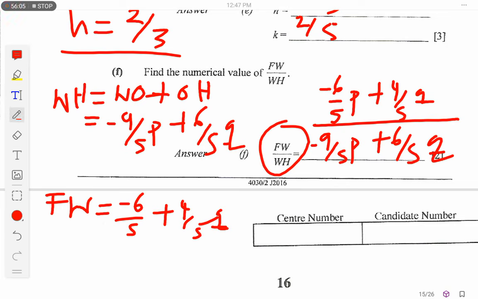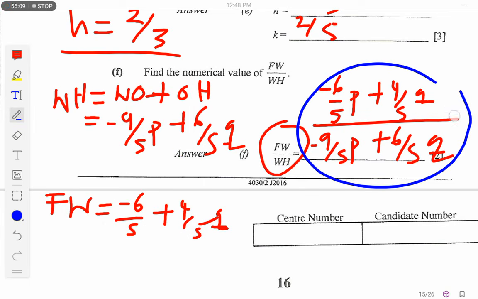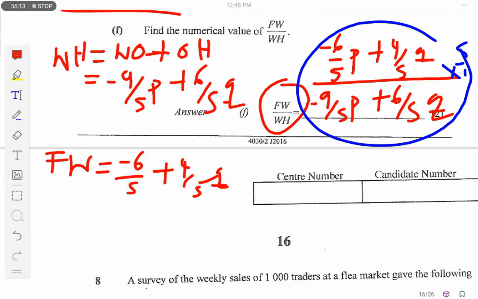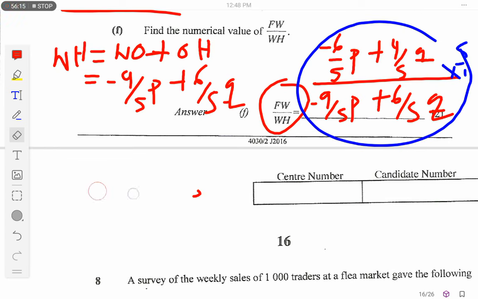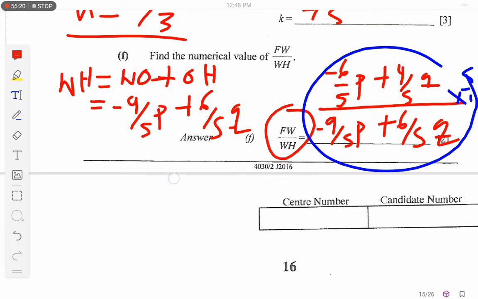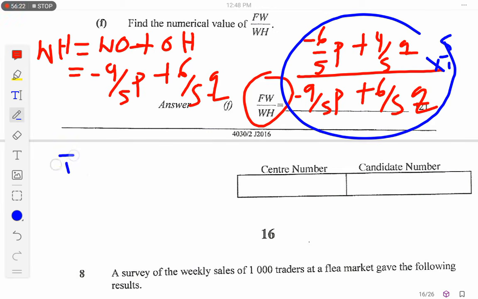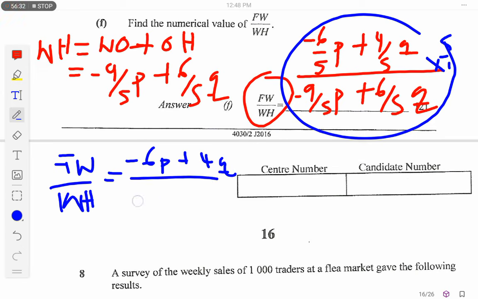Okay, now at this point in time, I can multiply everything by 5 over 1 to remove the fractions there. Okay, let's multiply everything by 5 over 1. I will get FW is going to be equal to minus 6p plus 4q over minus 9p plus 6q.